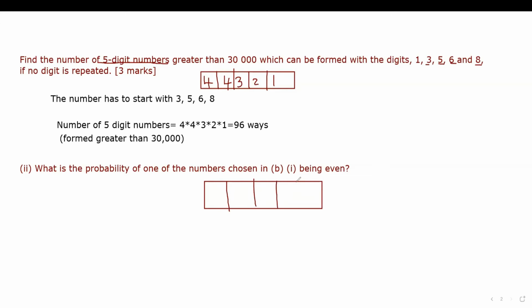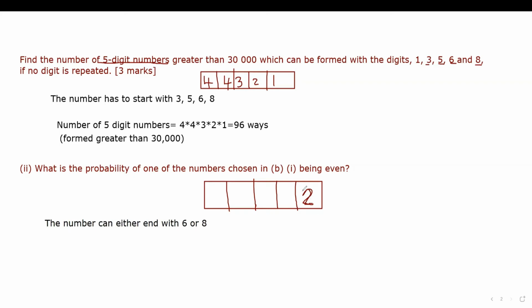We have to make the number greater than 30,000, but at the same time it has to be even, so it can either end with a 6 or 8. So put a 2 right here. Why do we put a 2 right here? The number can either end with a 6 or an 8. That's why we put a 2 there.